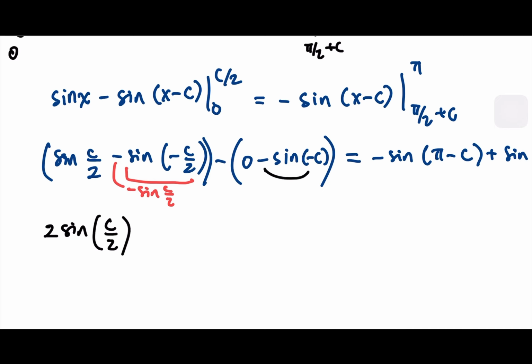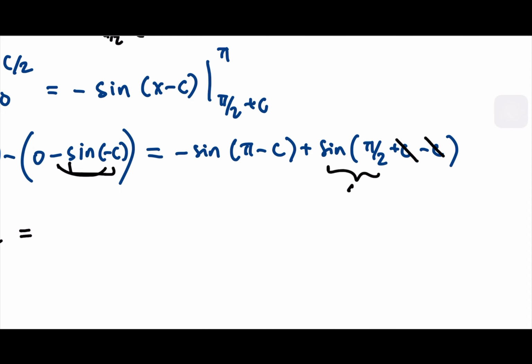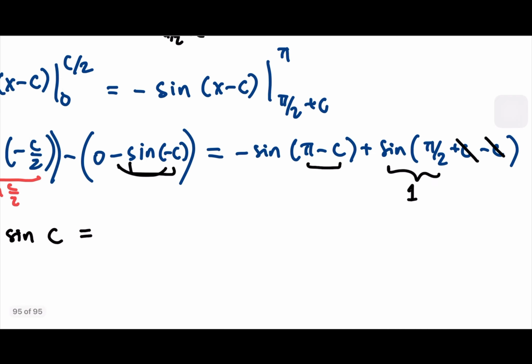And then this will be positive, right? Because it's already negative, negative, positive, so negative sine c, okay? And it's equal, this is cancelled and this is 1, right? And sine of pi minus c is just negative sine c, okay, if you remember the property of sine in trigonometry, okay?